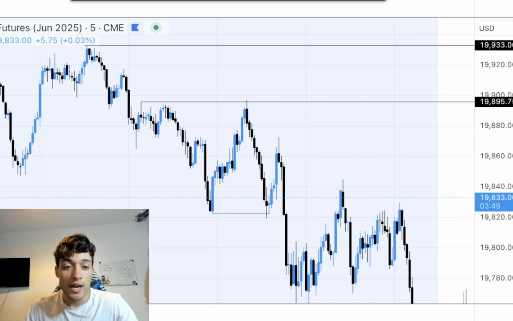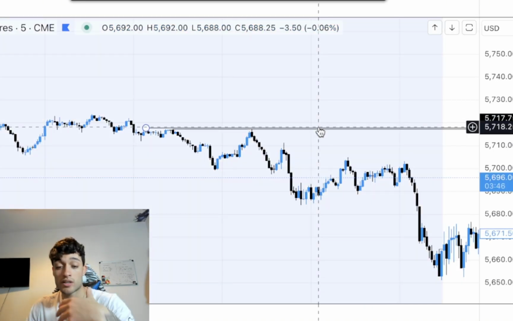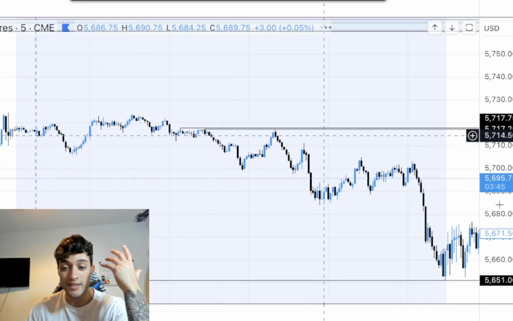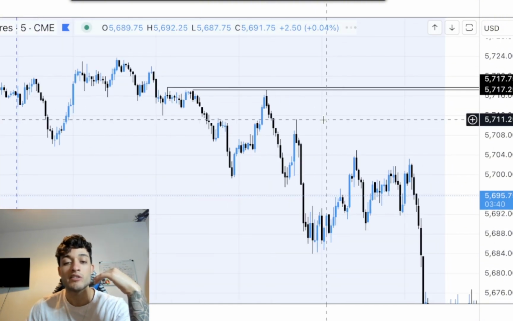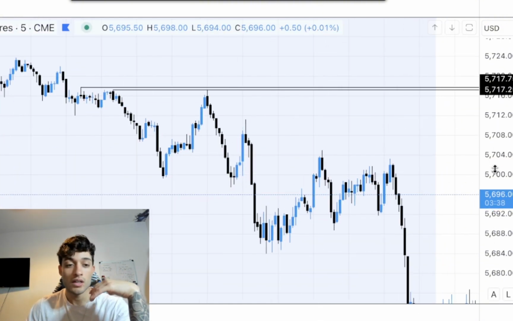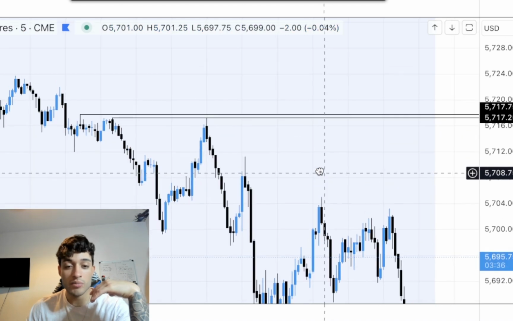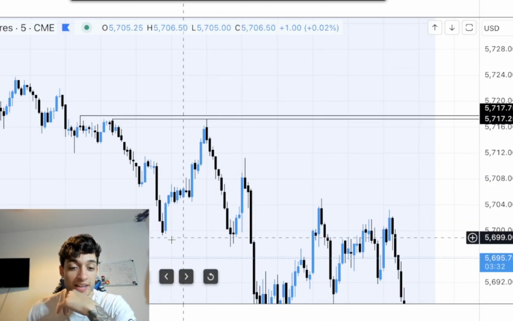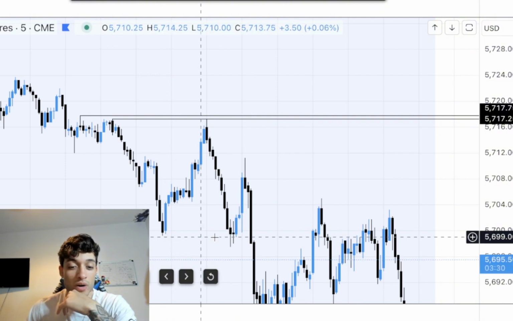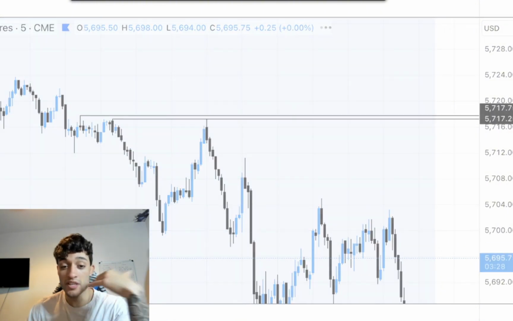Now when we look at S&P 500, which is correlated to Nasdaq, they are supposed to be doing the same thing. They are always doing the same thing. They did something a little bit different. You can see here how S&P 500 failed to break the highs above. Instead, it just made a break of structure. So this is a divergence.